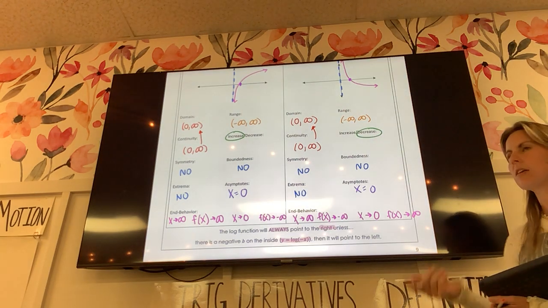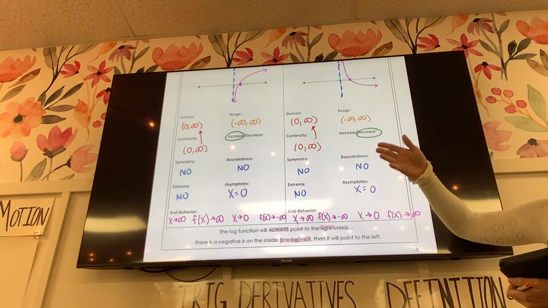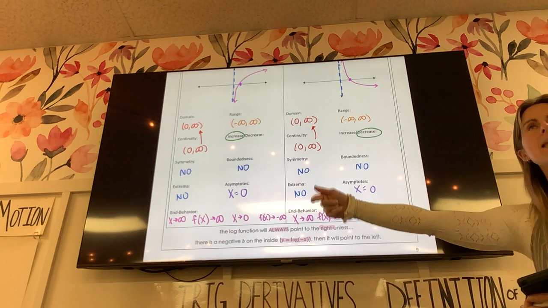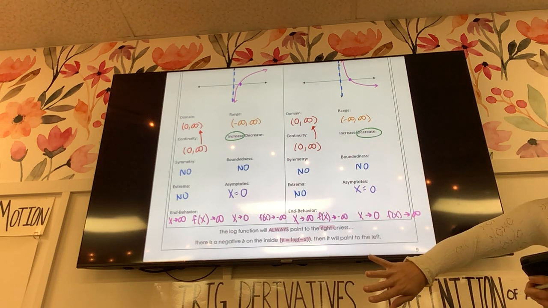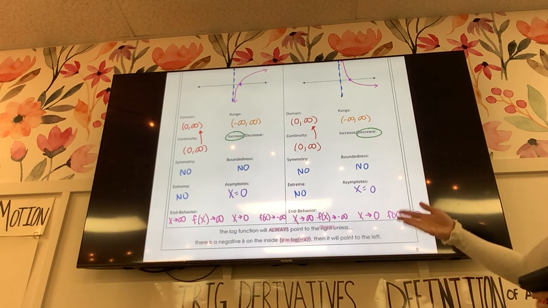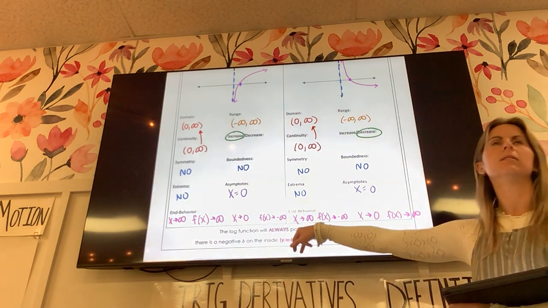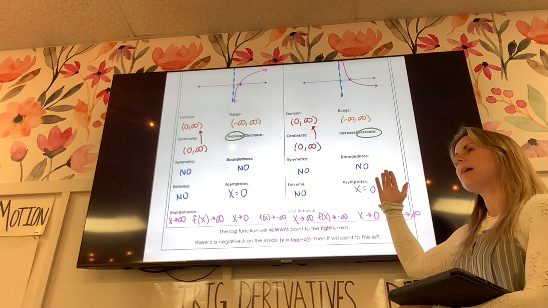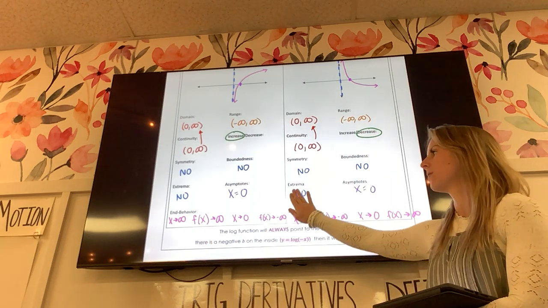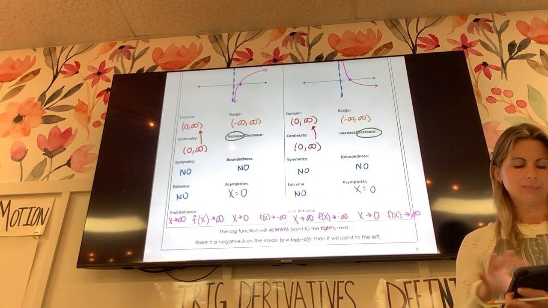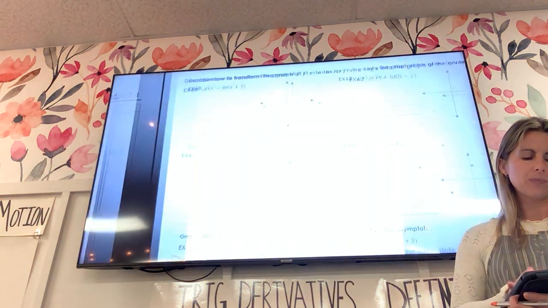So it's kind of like with exponentials, right? Exponentials are always on top unless there's that negative in front and it flips it over. It's the same thing with logs, except with logs we're talking about the inside. So normally you're on the right, but if the inside is negative, it will reflect over the y-axis and flip it. And we're going to do examples. So, all right, look over here.